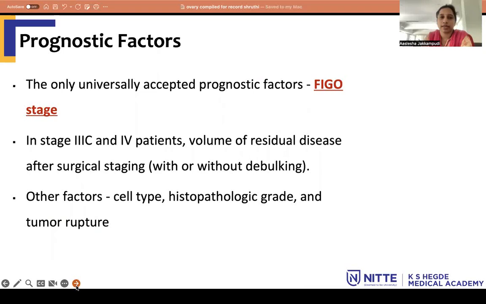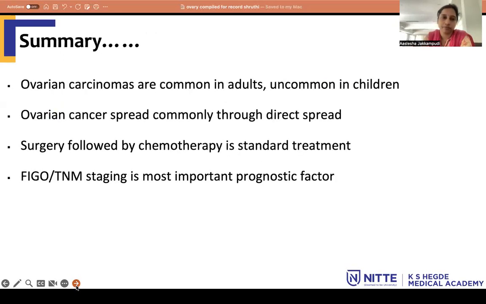Coming to the prognostic factor, the only universally accepted prognostic factor is FIGO stage. You can also use TNM staging. In stage 3C and 4 patients, volume of residual disease, that is how much debulking you have done, really matters for prognosis. The other prognostic factors are cell type, histologic grade, and presence of tumor rupture.